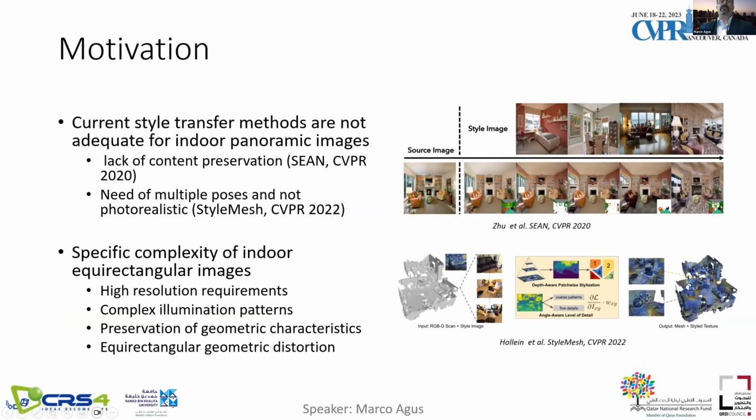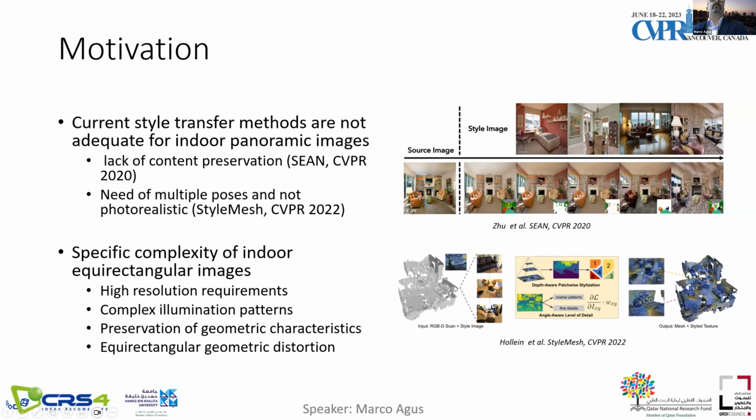to preserve content. They are mostly designed to work on perspective images, and in some cases, like for example the style mesh method, they need multiple poses. And they are mostly designed for applying artistic style transfer, not photorealistic style transfer, which is much more complicated to do. And the problem for the current methods is related to the specific complexity of indoor equirectangular images.